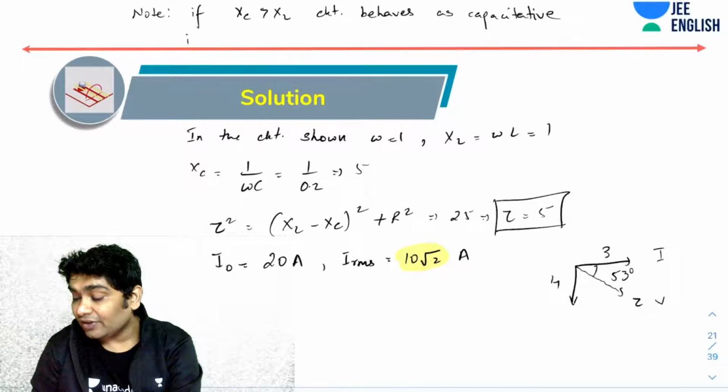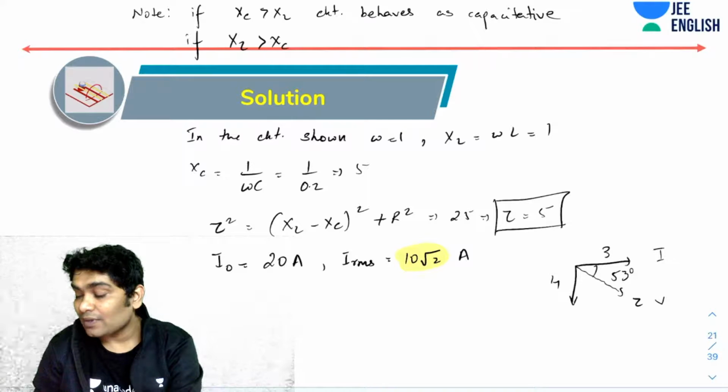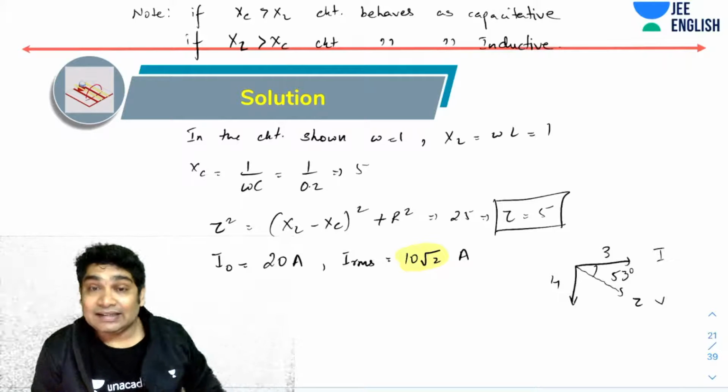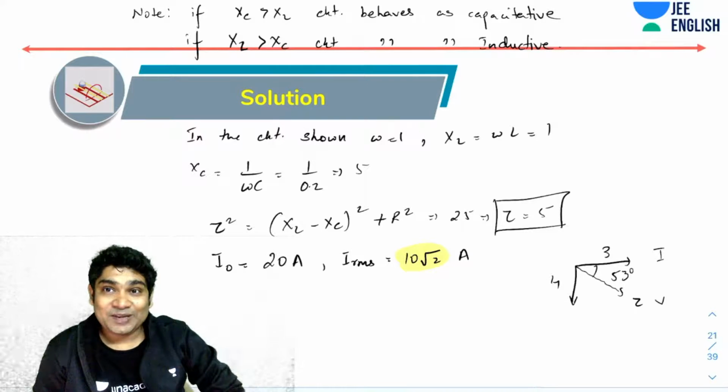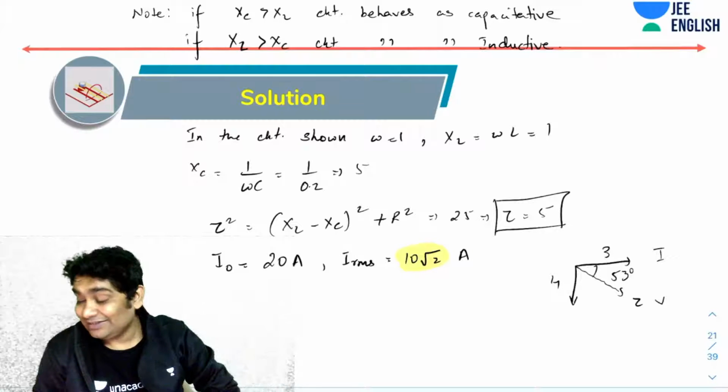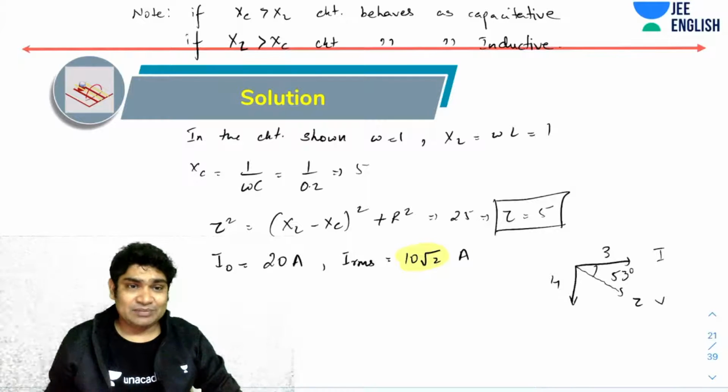And if XL is greater than XC, the circuit behaves as inductive. Then you would have had the opposite thing happening. You would have seen the current lagging and the voltage leading. Okay, I hope you guys can see that. So that should be very simple.